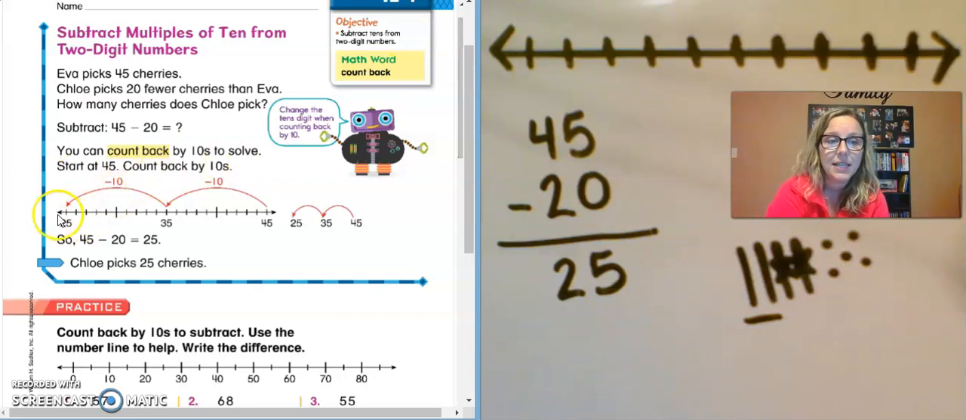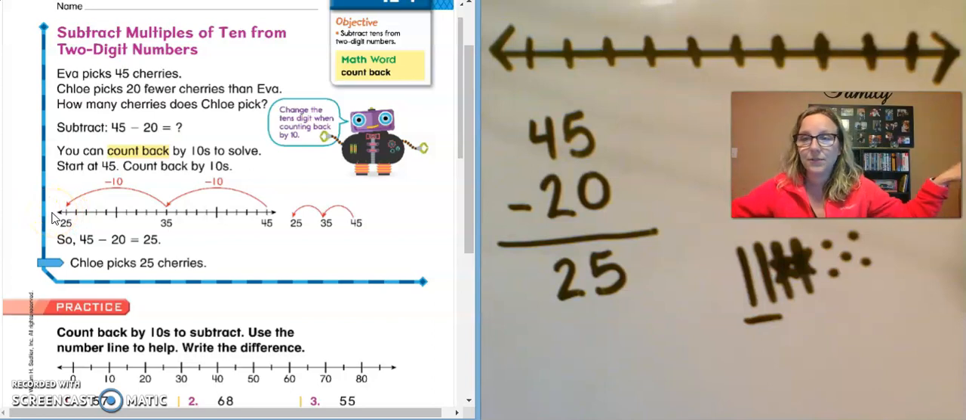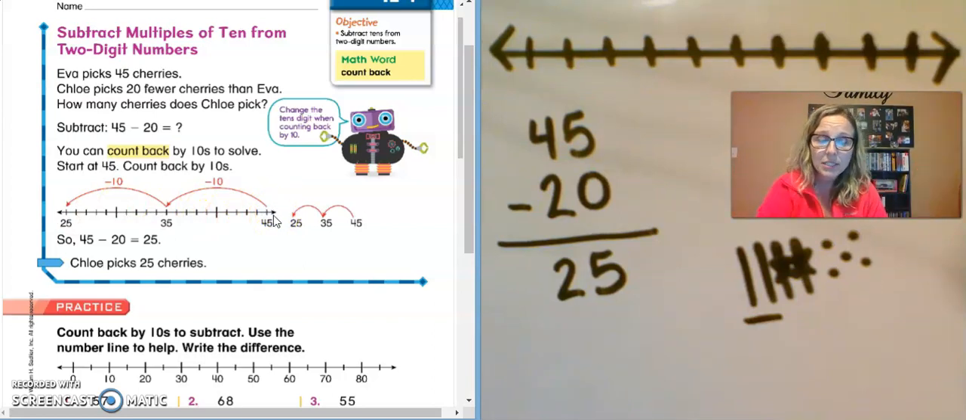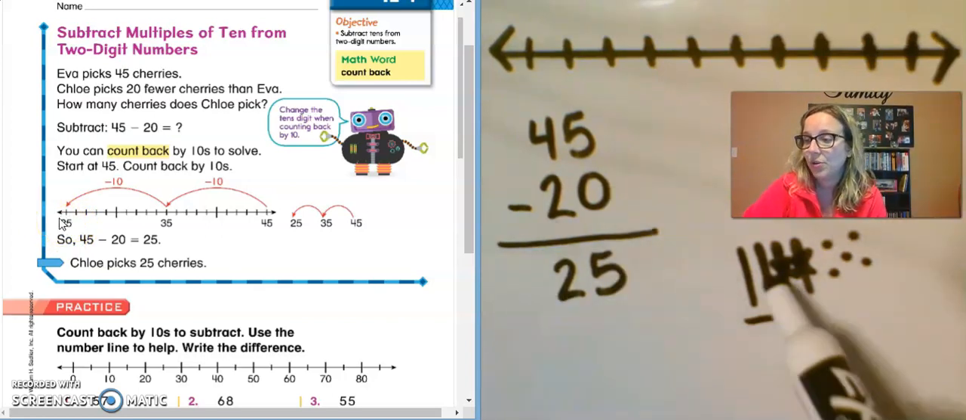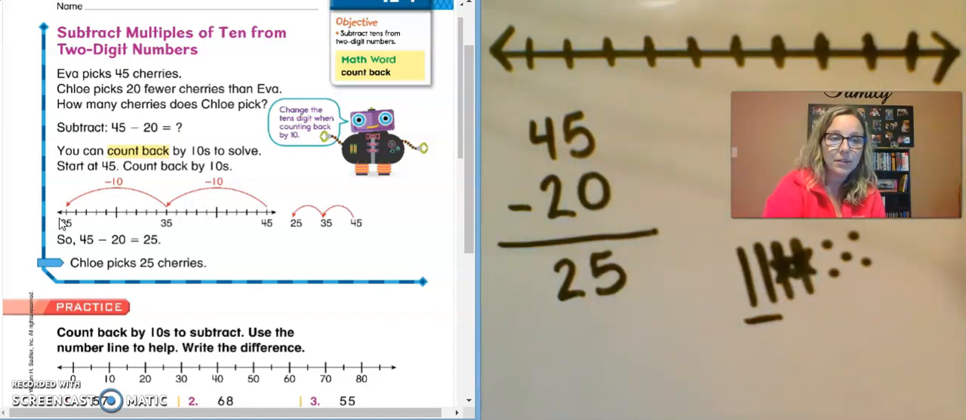Over here, you can see that they have a number line. And remember that a number line goes on in both directions forever and ever to infinity. But we put these little arrows here just to represent that the number line keeps going, okay? So this particular number line starts at 25 and ends at 45. So they have 45 here, which is the number of cherries that Eva picked. And then they jump back 10, 20, so 2 tens, and it puts us at 25 on the number line. So just like we solved here where we took away 2 tens, we jumped back 2 tens on the number line, and we got our answer 25.